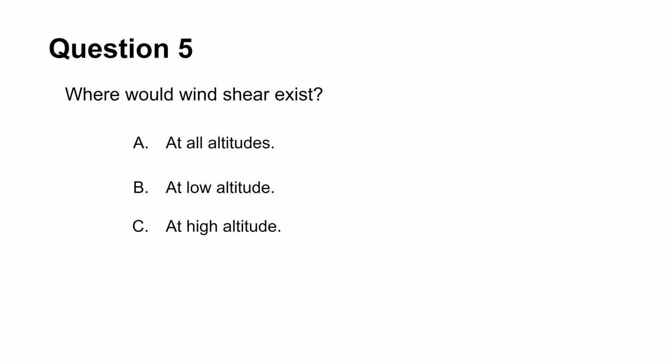The next question asks you where wind shear would exist. Wind shear is a change in wind speed and/or direction that occurs in a sudden manner. This can cause major issues for drone operations. Wind shear can occur at any altitude. This makes choice A the answer to this question.